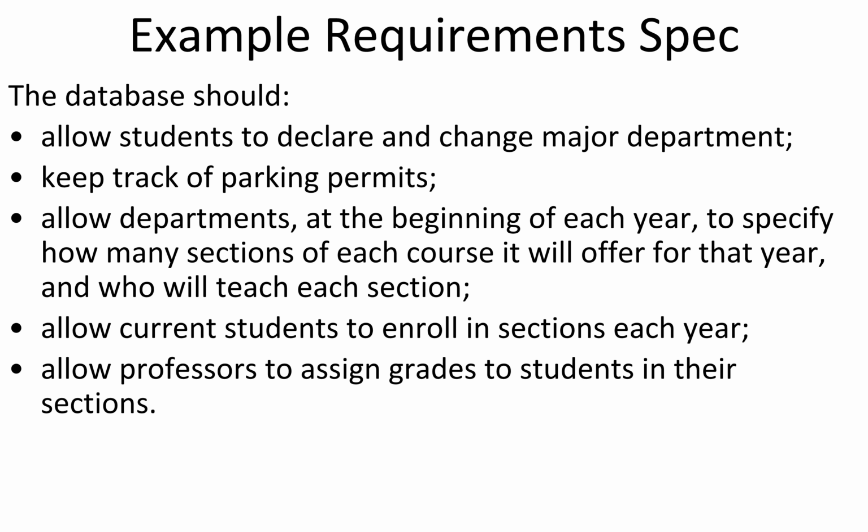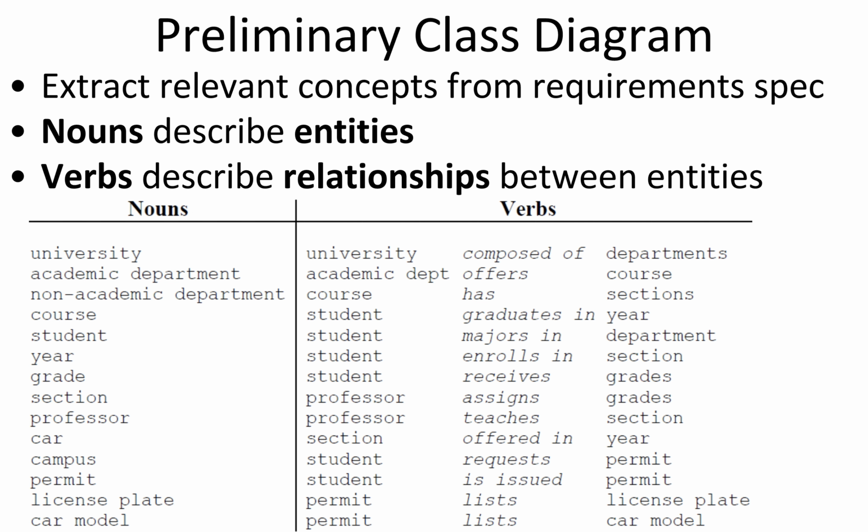Keep track of the parking permits. Allow departments at the beginning of each year to specify how many sections, courses, and whatnot. Right, who's going to be teaching that section? Students to be able to enroll. Professors to assign grades to students in their sections, right? So here's some examples of what the use cases might be, and as part of that, how the functional requirements would then be driven from these use cases.